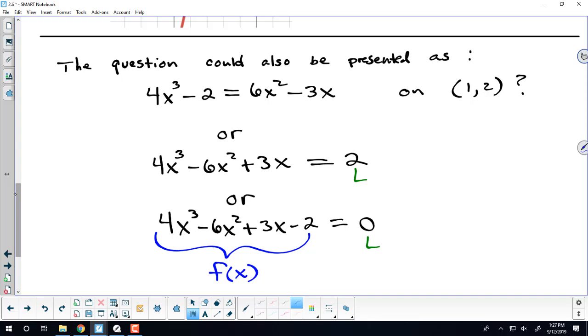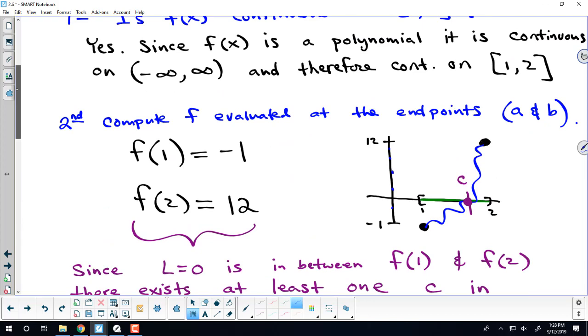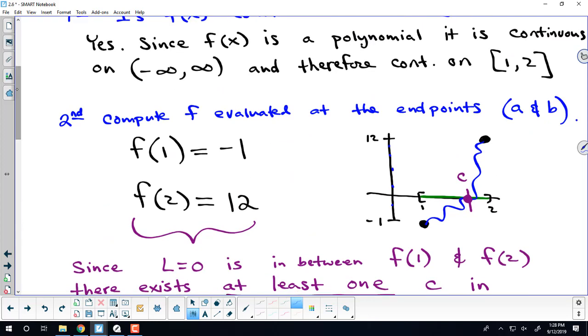So are there any questions on 2.6? Yeah. How would we solve this differently if we set it equal to 2 versus how we just did it? How would we solve this differently if we looked at L as 2 instead of L as 0? 2 is still in between -1 and 12. Right, you do it the exact same way. Because notice if our L is 2, f evaluated at our endpoints doesn't change. The only thing we would look for then is 2 in between -1 and 12. And we would say, since 2 is in between f of 1 and f of 2, there's a location where that function is equal to 2.